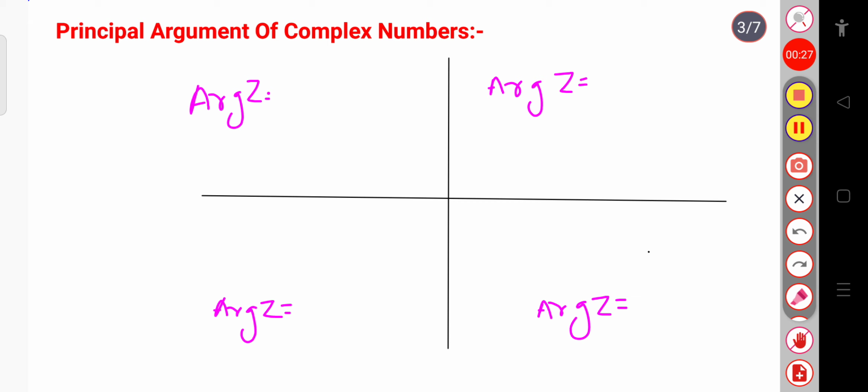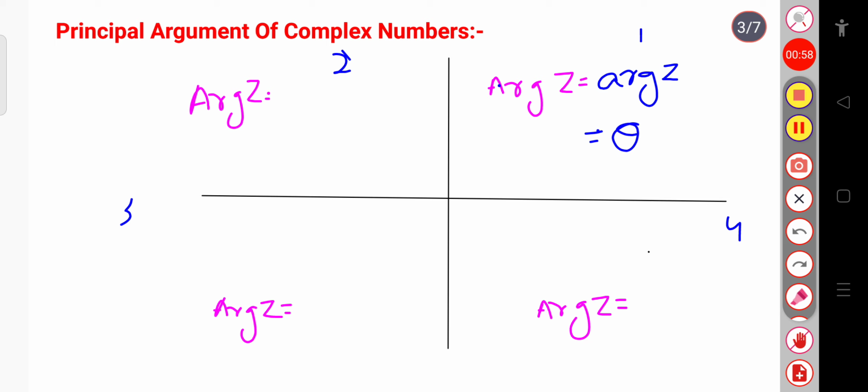That is, this is our first quadrant. This is the second quadrant, this one is the third quadrant, and this is the fourth quadrant. So when we are calculating the capital argument, this is the capital argument of z. So this is known as the principal argument. In this case, this argument of z is equal to the small argument of z, which is equal to theta.